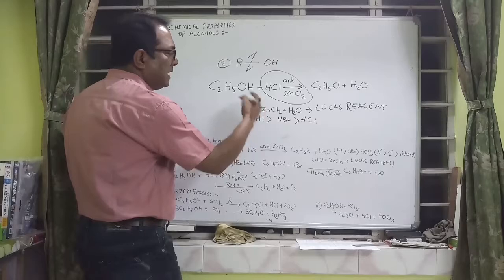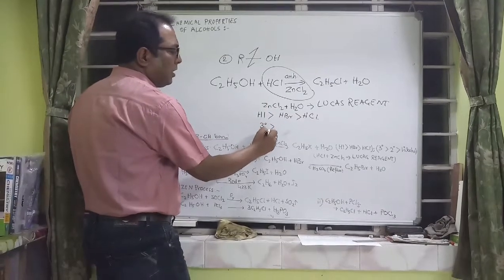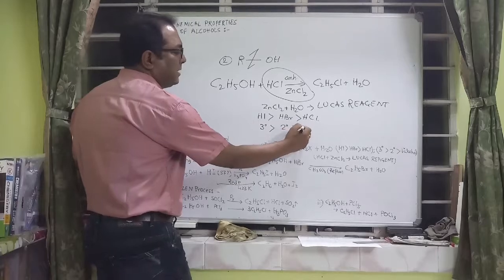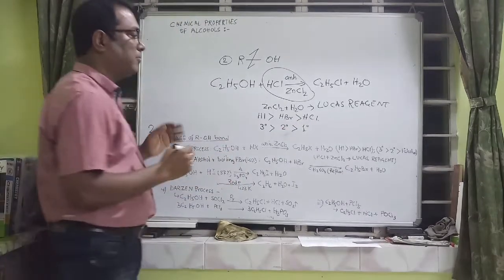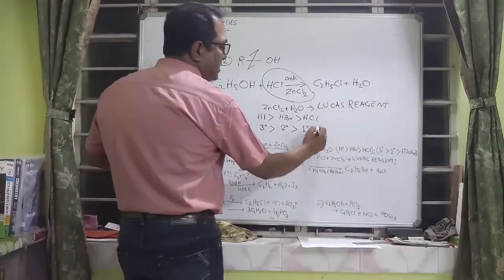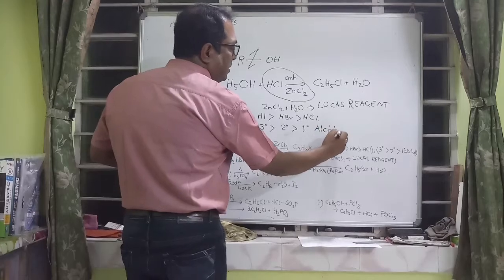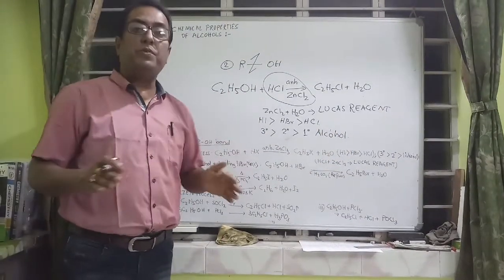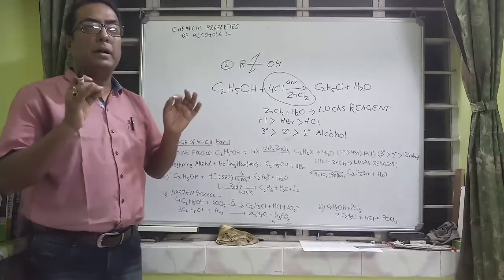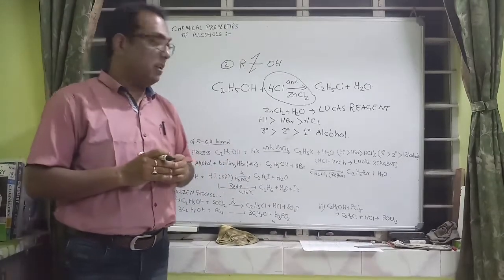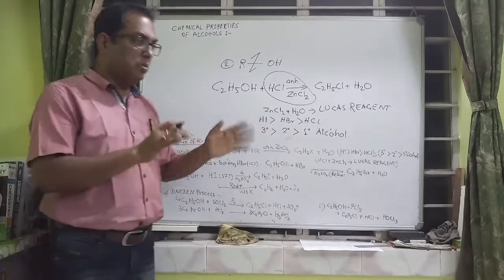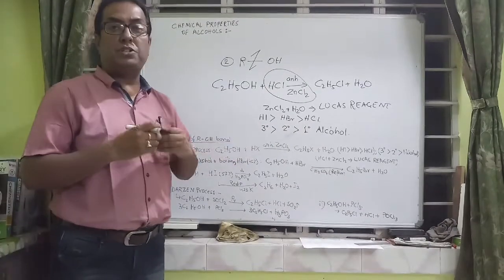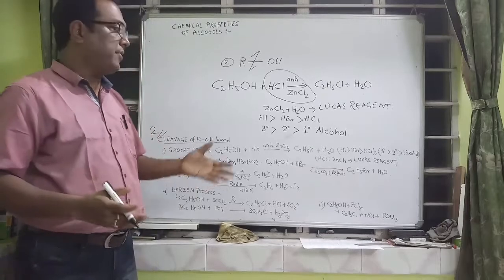If you see the alcohol part, 3-degree alcohol shows a much faster reaction than 2nd degree, and 2nd degree can show a much faster reaction than 1st degree alcohol. And this is the test we use to distinguish between 1-degree, 2-degree and 3-degree alcohol. So 1-degree alcohol goes very late, 2nd degree takes 5-6 minutes, and 3-degree shows the reaction instantly.